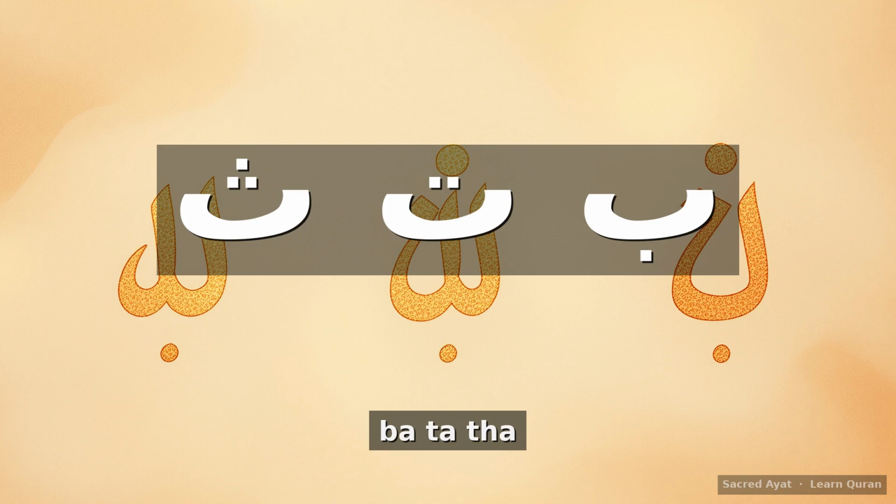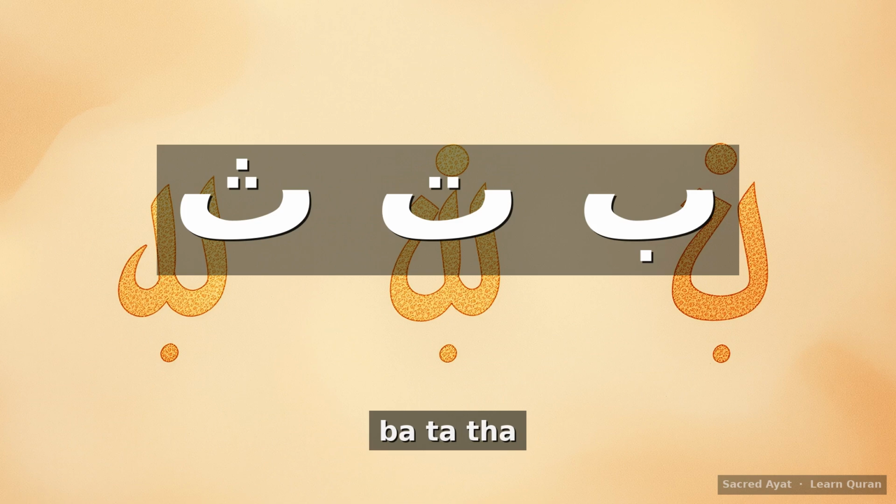Lastly, Tha, three dots above. Tha, tha, tha. The tongue rests between the teeth like the English th in thin. Notice how the only difference is the pattern of dots. Ba is lonely, one dot below. Ta is together, two dots high. Tha is a trio, three dots above. Remember, shape stays the same.